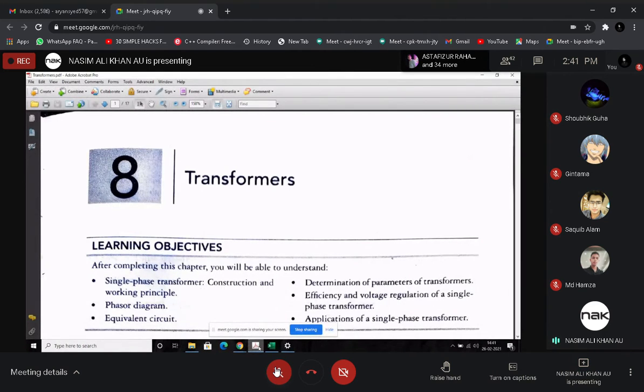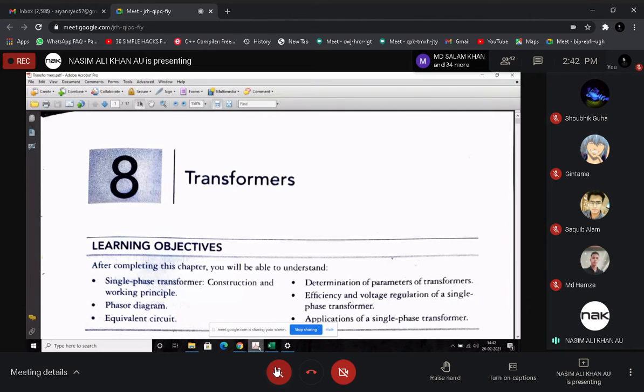Fine. This is the learning objective: single phase transformer construction and working principle, phasor diagram, equivalent circuit, determination of parameters of transformer, efficiency and voltage regulation of a single phase transformer, application of a single phase transformer. In our syllabus, construction is there, but no one will ask you to write down the construction of the transformer. But for your understanding, you should know, if I cut the transformer in a sectional view, what is inside, that we will try to see.